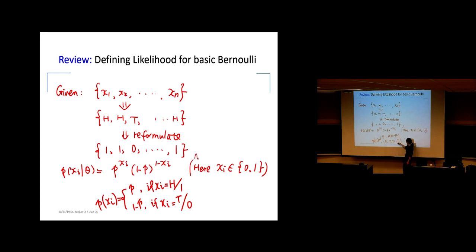And if it's a tail, it means Xi is 0. This is 0, and this part gives you 1. And this part is 1, so that's why the probability is 1 minus P. So this summarized representation is exactly this. So don't get confused.